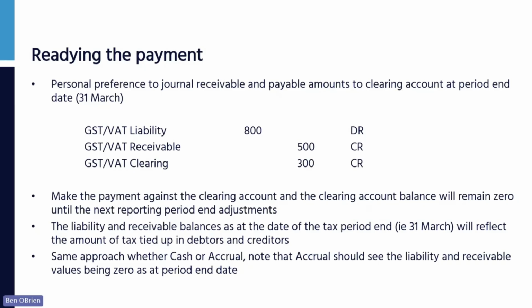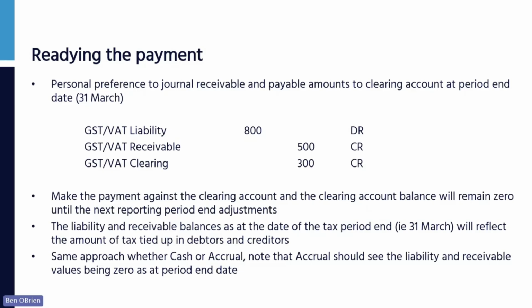So in terms of, as I said, my personal preference is to do a journal for the receivable and payable amounts and allocate them to a clearing account as at that period end date. So I've got my liability in terms of the tax that I've collected from customers that I need to pass on to the tax authorities, and then I've got the amount that I can claim back, which nets off to the net amount that I need to pay when I submit that particular tax report. And again, I'm just using simplistic figures to make the example more illustratable.